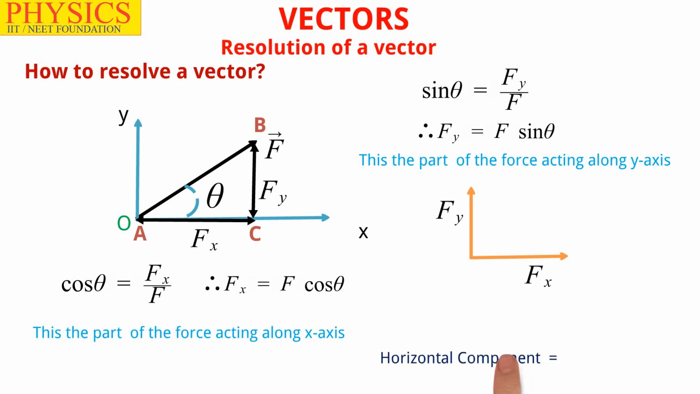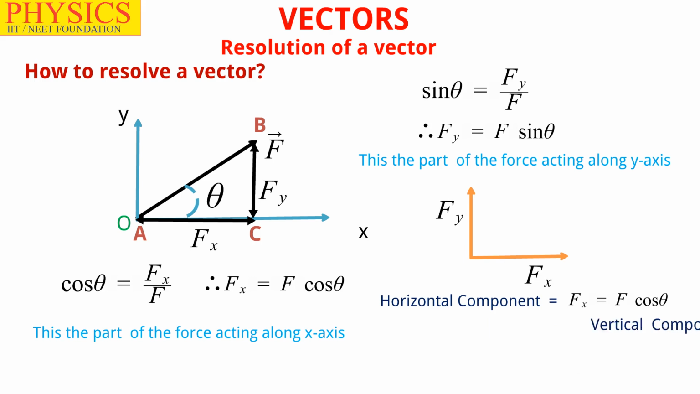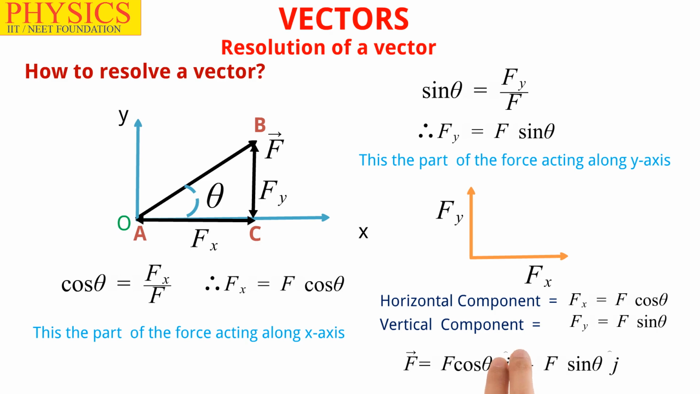In vector form how can I write this? Fx and fy I want to write in vector form. That is fx i plus fy j is equal to the force vector. That means F is equal to f cos theta into i cap plus f sin theta into j cap. This is the vector form of the force vector. Understood? Very good.